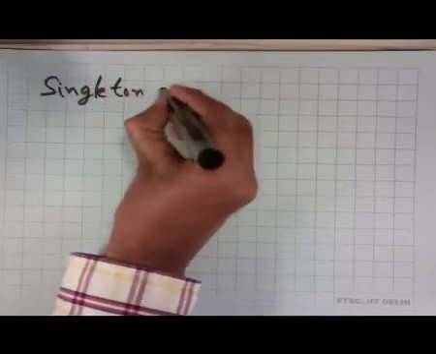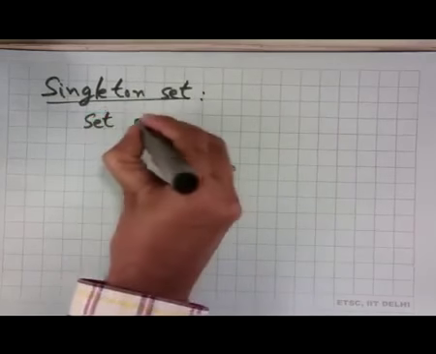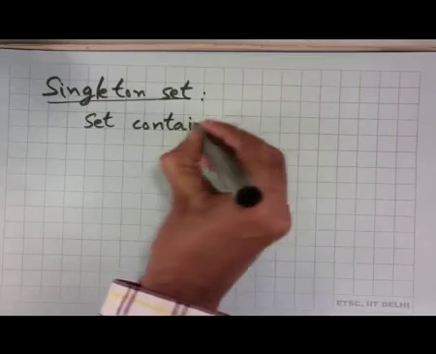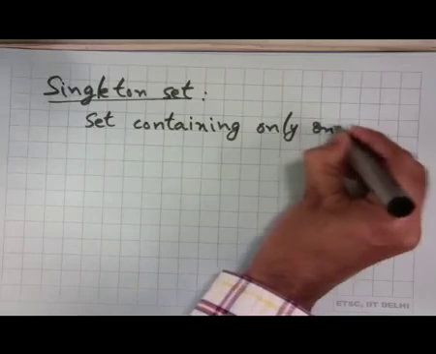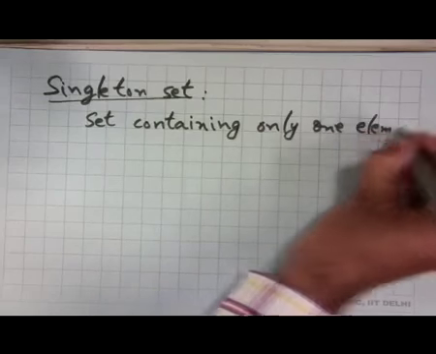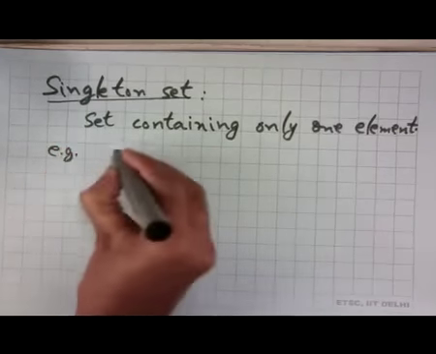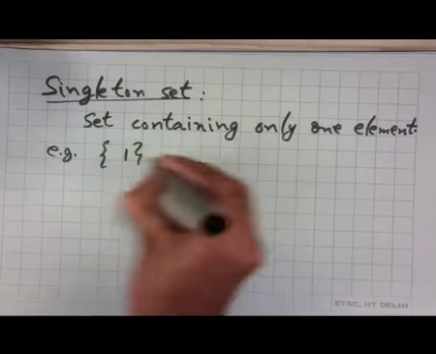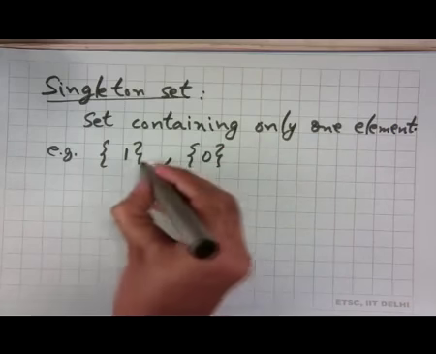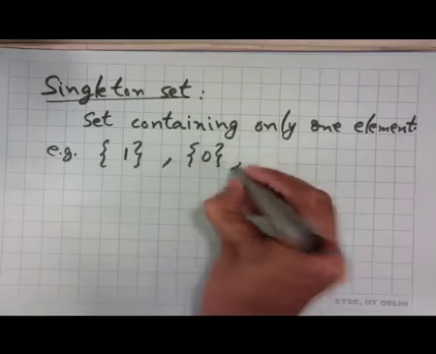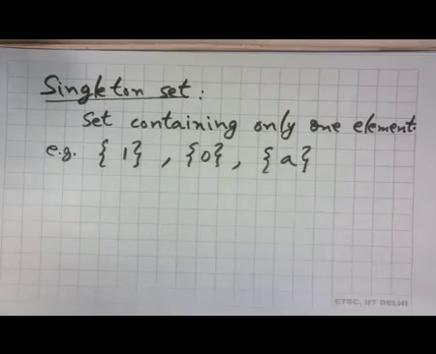Some other terminology. Singleton sets, this means a set containing only one element. So, the set containing only 1, the set containing only 0, the set containing only the alphabet A, these are Singleton sets.